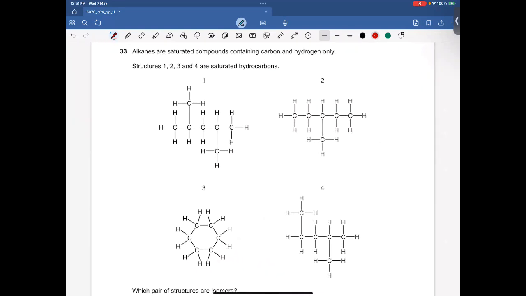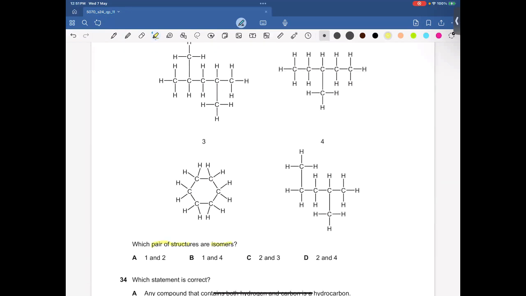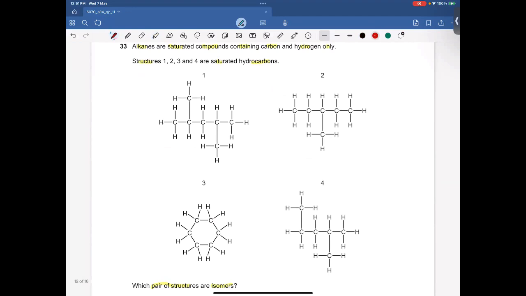33. Alkanes are saturated compound containing carbon, hydrogen only. Structure this are saturated hydrocarbons. Which pair of statements are isomers? Isomers में क्या होता है? Same molecular formula but different structural formula. तो 1 2 3 4 5 6 7, 7 carbon है. 16 hydrogen है. Let's count here. 6 carbon, 14 hydrogen. C6H14.